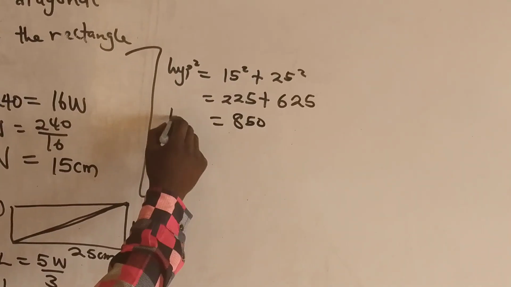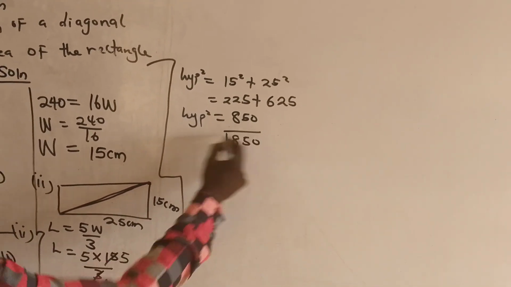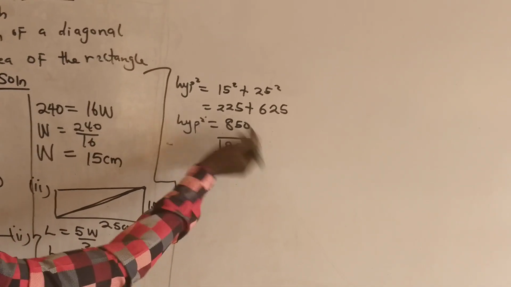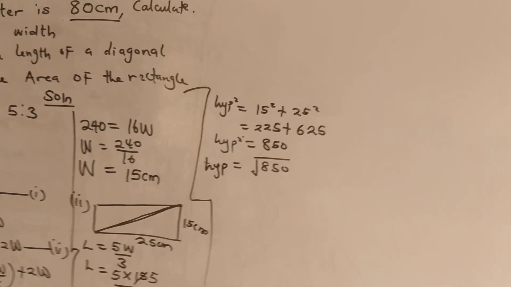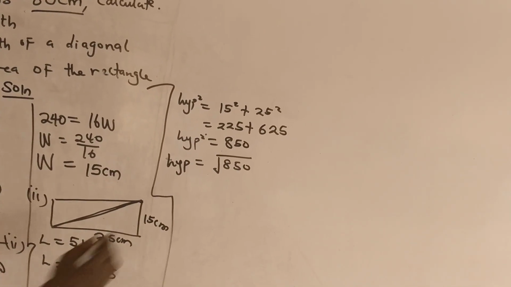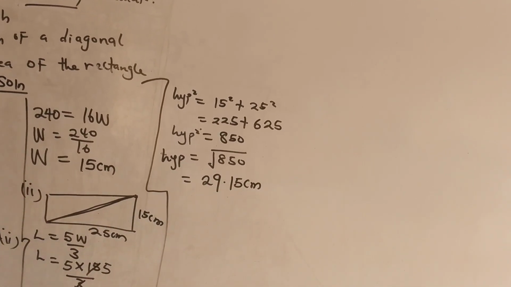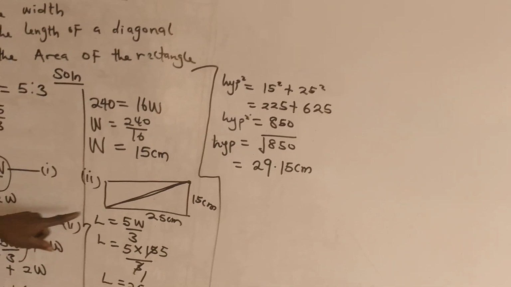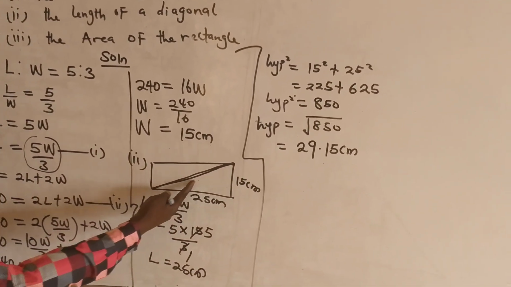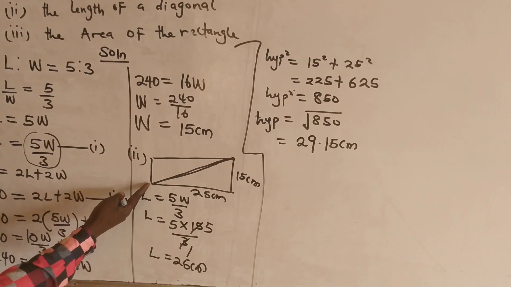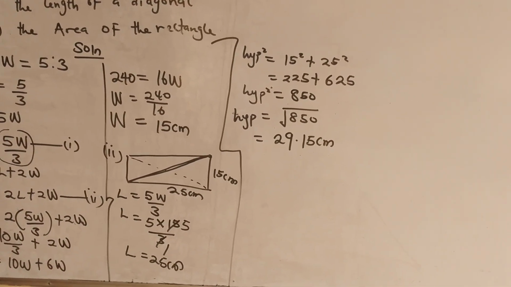850, that's hypotenuse squared, right? Now the square root of 850. By the time this square goes to this side, we have hypotenuse squared to be 850. The square root of 850 will give us 29.15 centimeters. It means that the slant height, that's the diagonal, is 29.15. This is a line that is called the diagonal of a rectangle. If another line goes this way, that's another diagonal, right?